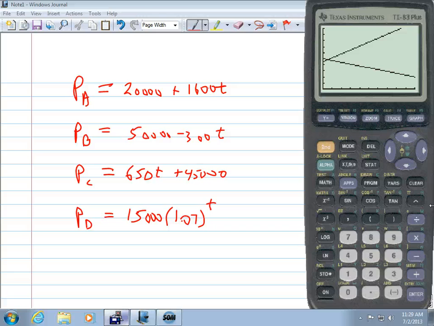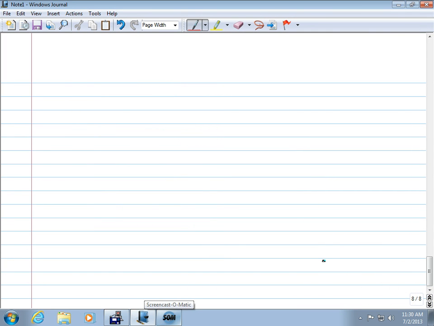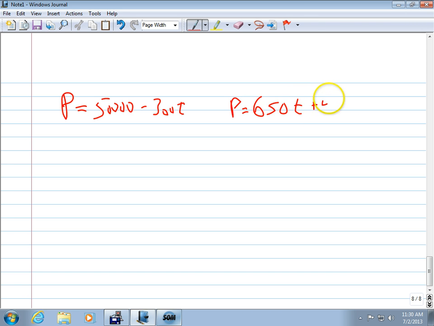All right, let's take a look at Town B and Town C, right? Okay, let me get back over here. All right, so here's Town B. Town B was, the population is 50,000 minus 300T. And Town C was, well, P equals 650T plus 45,000.